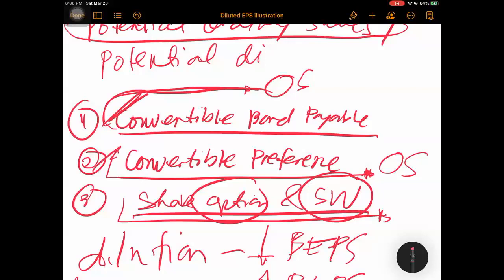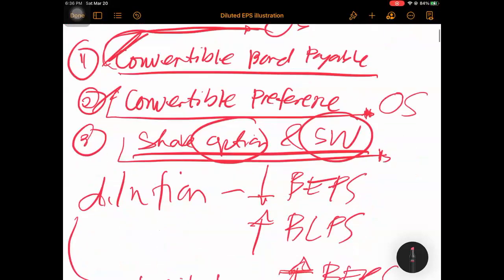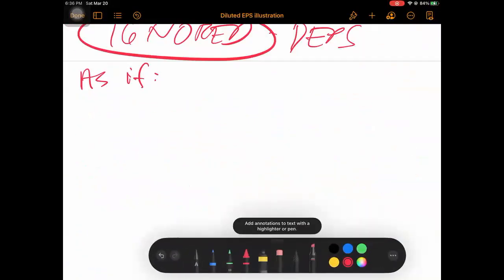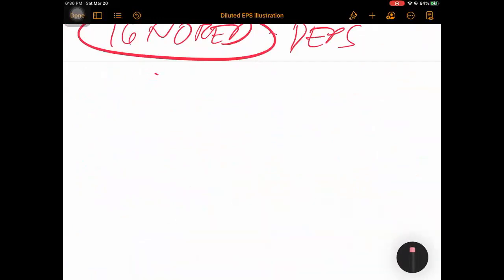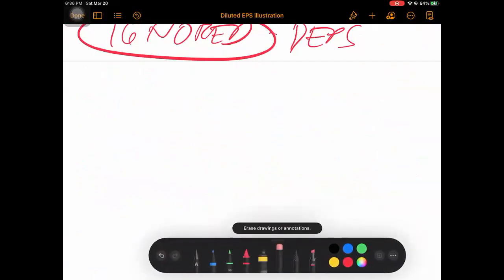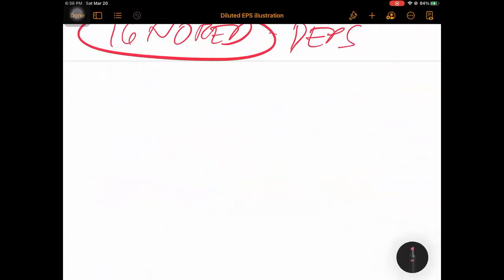Okay, under convertible bond, let's start with convertible bond. How do we account convertible bonds? In computing our diluted earnings per share, how will it affect the computation of our diluted earnings per share? So first, let's discuss the convertible bond.